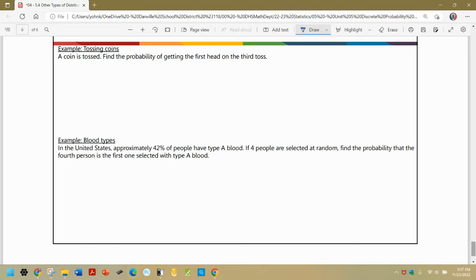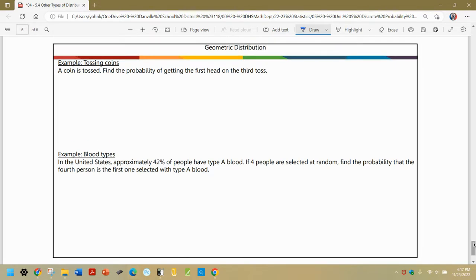A coin is tossed. Find the probability of getting the first head on the third toss. So in the formula, all I need are P's and N's. N is the number of trials, or in this case, it's the number of trials until you get a success. That means the third toss, so N is 3. The probability of getting a head is consistently 1/2 or 0.5.